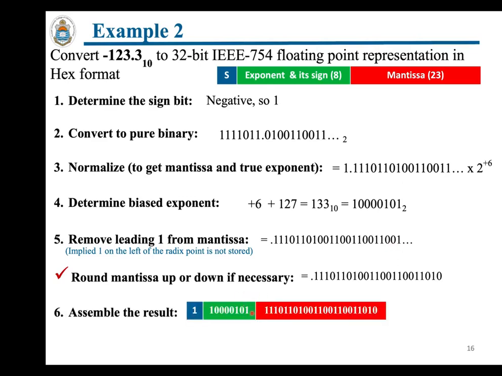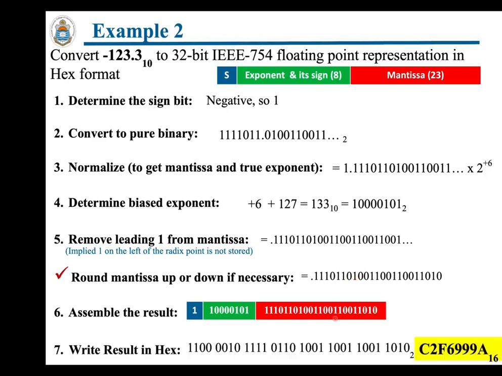And the final step is assembling of the result. Since the number is negative, we keep a 1 at the sign part. For the exponent, we store the 8-bit biased exponent over here, and then we have 23 bits of the mantissa stored over here. And we can always represent this in the corresponding hex value.